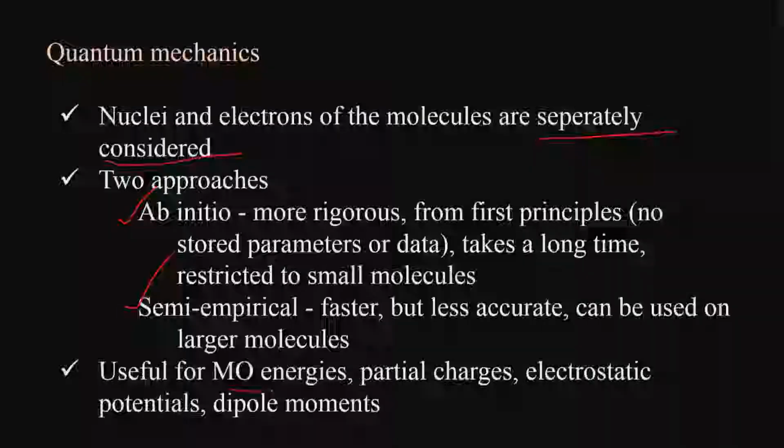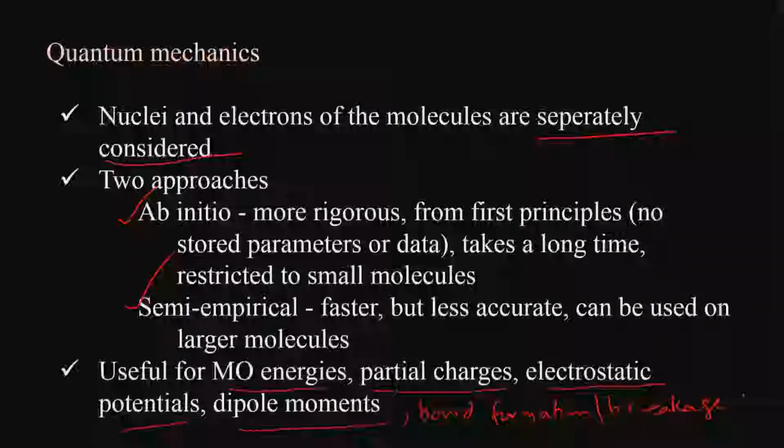So, what are the uses of quantum mechanics? We can use molecular orbital energies, we can look at partial charges, electrostatic potential, dipole moments, and bond formation, the energy required for bond formation and for bond breakage. All these calculations can be done using molecular quantum mechanical theory.